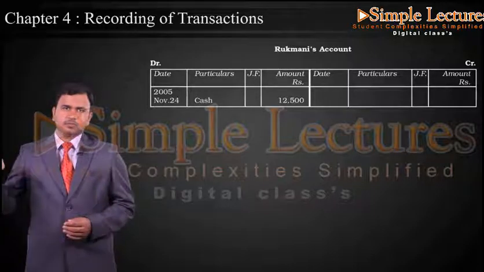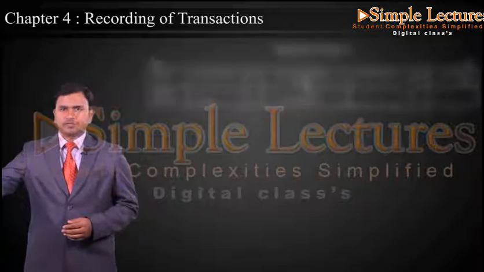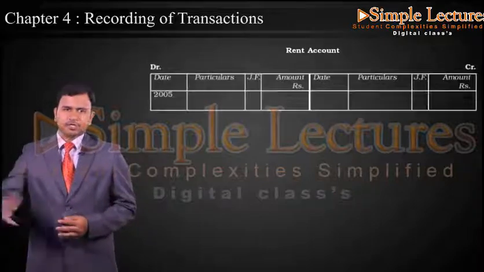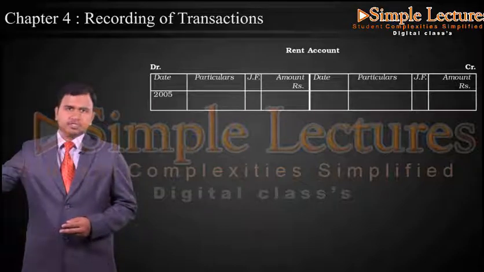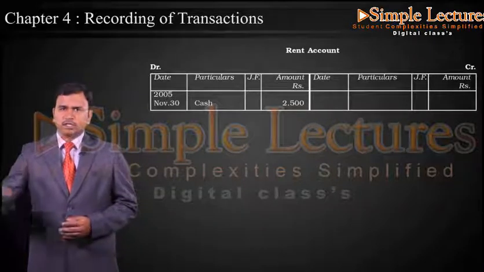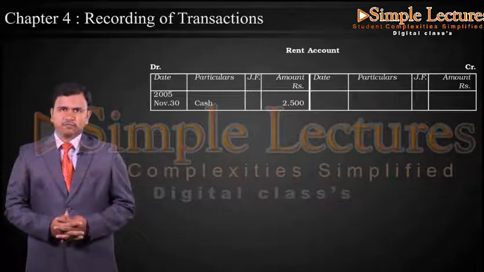So again this will be posted to the debit side. Before that let us take the table. Title of the table will be rent account. Format remains the same, and rent was paid on November 30th. So debit side the date will be November 30th. Entry will be to cash account, and the amount will be 2,500.